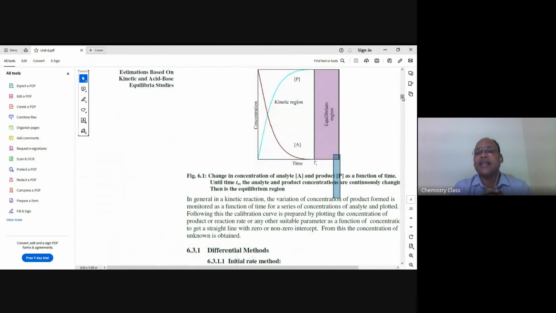Now, initially A is the reactant here and P is the product here. A is 100% at the top left corner, and in the bottom left corner P is 0, because the reaction has not started. When the reaction starts, after some time A will decrease and P will increase. At a point, A and P will both be equal. That is called the equilibrium region.